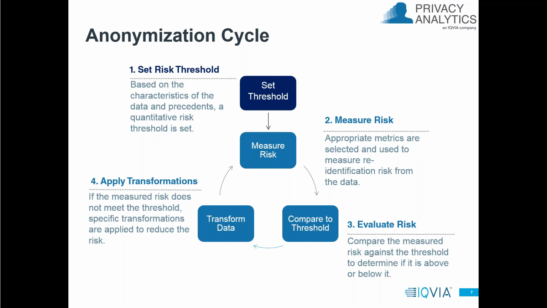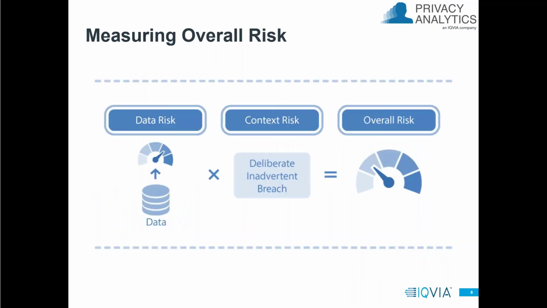It's relatively straightforward. Some key things here, though, is that you have to be able to set a quantitative threshold, and you have to be able to measure the risk to compare it to this quantitative threshold. Another key consideration in risk-based anonymization is the overall risk. This probability that we measure consists of two things. One is your data risk and one is your context risk.